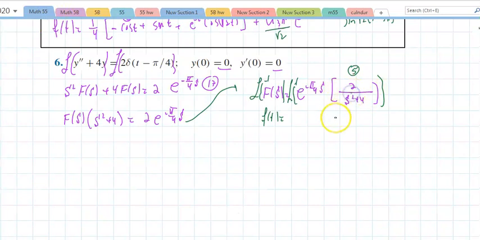So this should give me really just a sine of twice t, but since I have this function up front, this is going to pick up a u sub pi over 4 of t, and that's going to make it t minus pi over 4. And that would be the solution, and that's pretty much it.